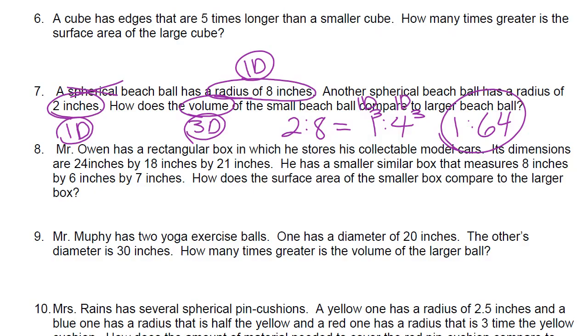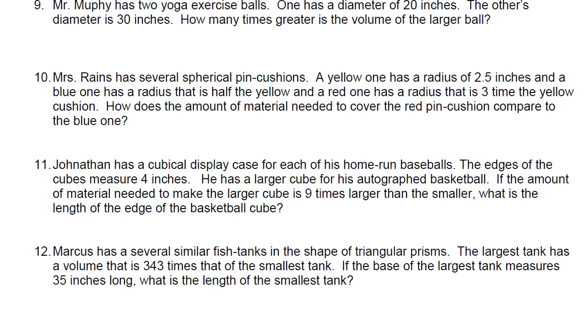All right. What's next? Number 11. Jonathan has a cubicle display case for each of his home run baseballs. Does anyone display baseballs? No. Yeah, you got a little glass cube with a baseball in it, maybe? All right. The edges of the cube measure 4 inches. Stop right there. Edges. Edges are 4. How many dimensions? 1D. I'm not going to teach you about the fourth dimension. Okay. 1D. Okay. You got to tell us now.